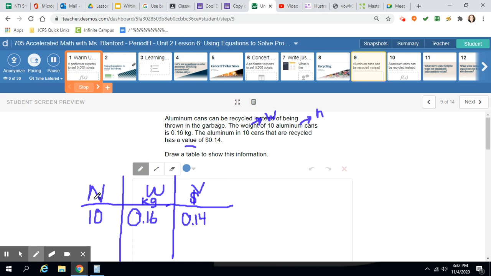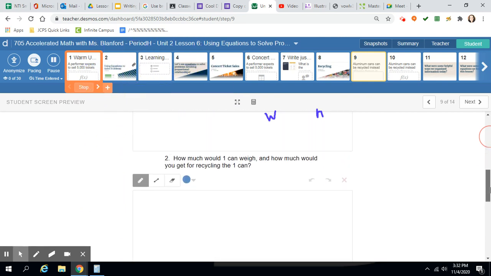Like I said, you could have had these in any order, right? It doesn't have to be this particular order. You could have had them in different tables, and that would be fine. So let's take a look here at what we're going to do next. I think that was it for this one. Oh, no, it wasn't. Okay.